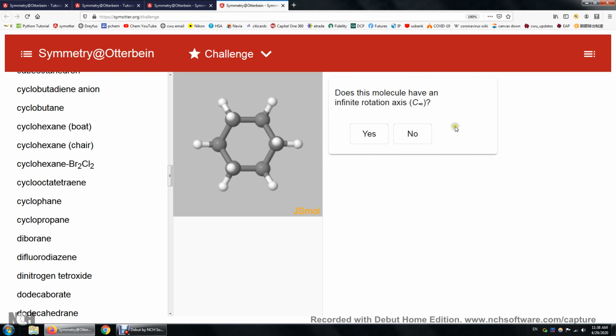questions and answer them one by one. Does this molecule have an infinite rotation axis? C infinity. No, obviously not. But if you have a linear molecule, then yes, a linear molecule contains C infinity. So let's click yes first.